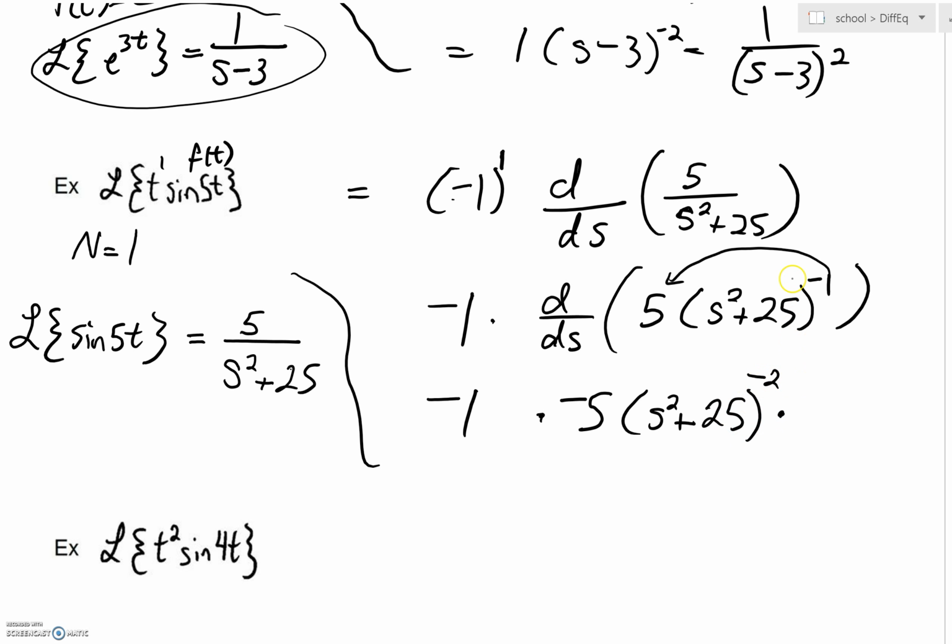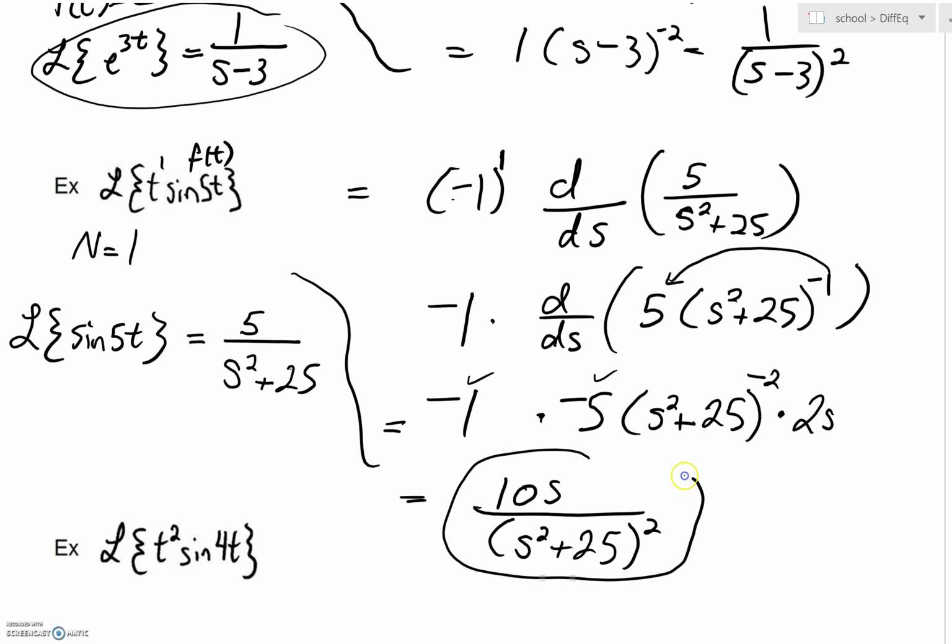What's the derivative of the inside? 2s. So what exactly is this transform? Well, a negative 1 times a negative 5 is a positive 5. 5 times 2s is a 10s. And then don't forget this other thing's going to come down. We'll have s squared plus 25, whole thing squared.